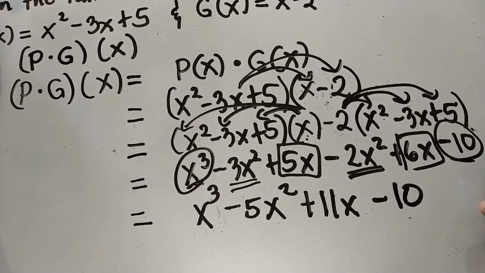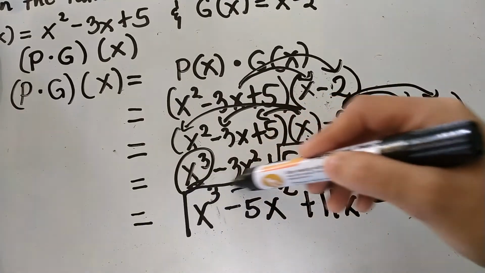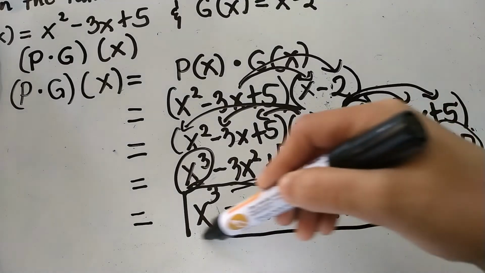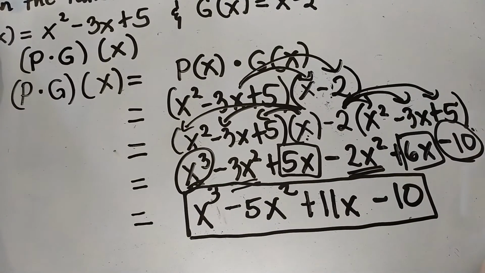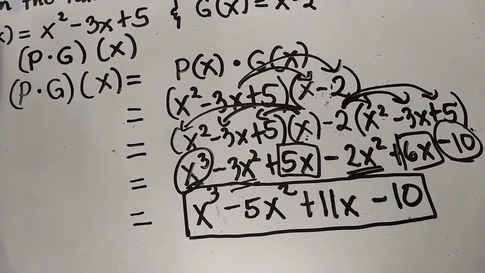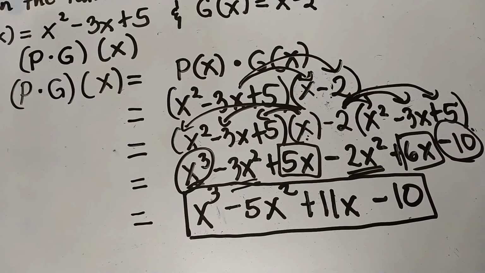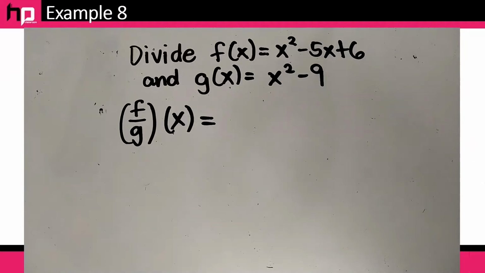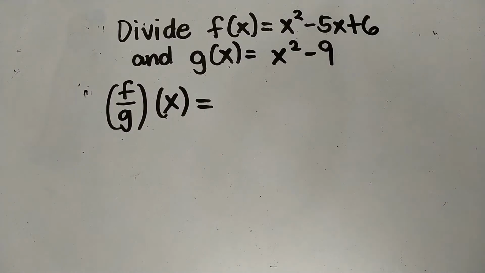So, do you think we have the right answer? Yes, we have already. The answer is x cubed minus 5x squared plus 11x minus 10. Ganyan lang kadali mag-multiply ng functions. And this is the last example for the operations on functions.